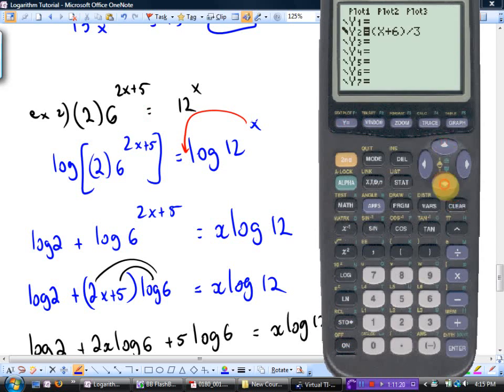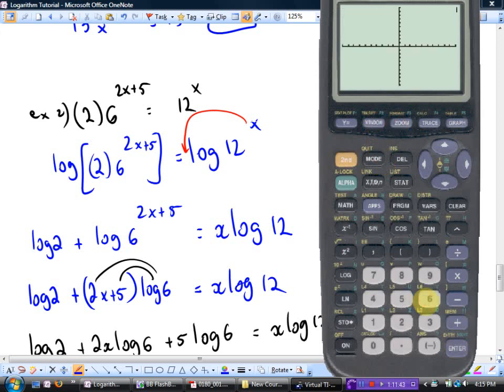Clear, clear, clear. Y1, I would go 2 times 6 to the power of bracket 2x plus 5, close bracket. Y2, I would go 12 to the power of x, enter. And then zoom standard is usually a good window. There's the first one. There's the second one. I don't really care that I can't see where they cross. I just need to know, can my calculator find intersect? Remember, second function, intersection. First curve, just hit enter. Second curve, just hit enter. Then it wants you to make a guess.